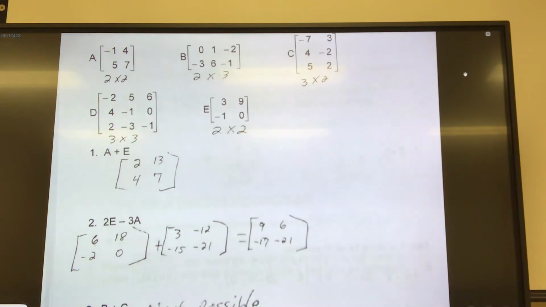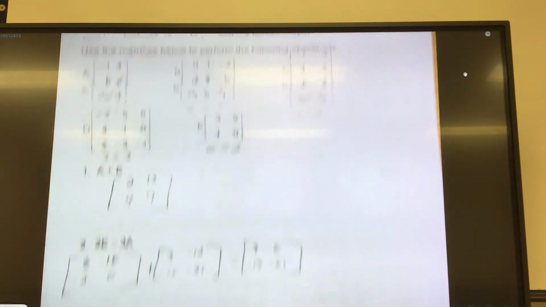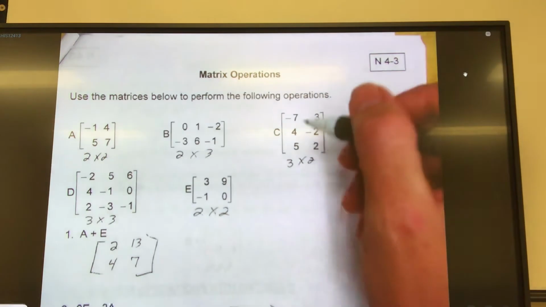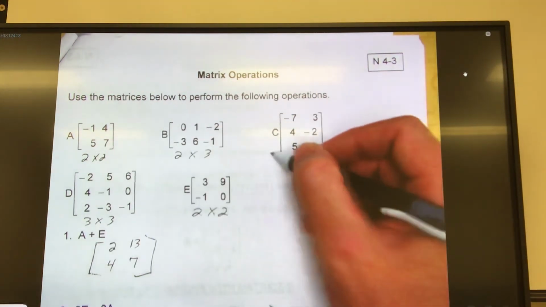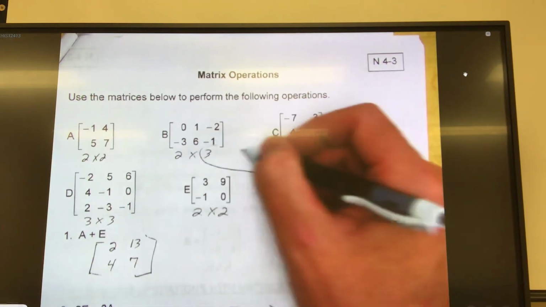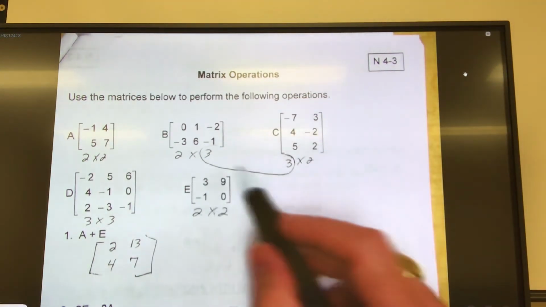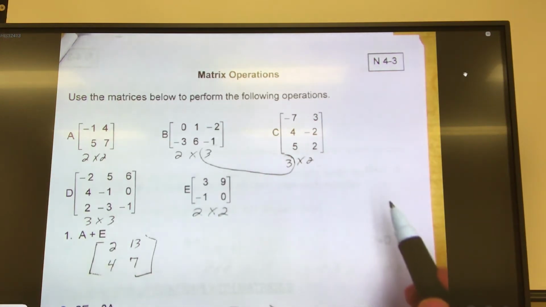Okay, number 4 asks me for B times C. So I look back up at B and C to see if I can multiply those. If the middle numbers are the same, and for B times C the middle numbers are the same, that means yes, I can multiply them. The inner numbers are the same, and the outer numbers tell me what kind of matrix I will have at the end.